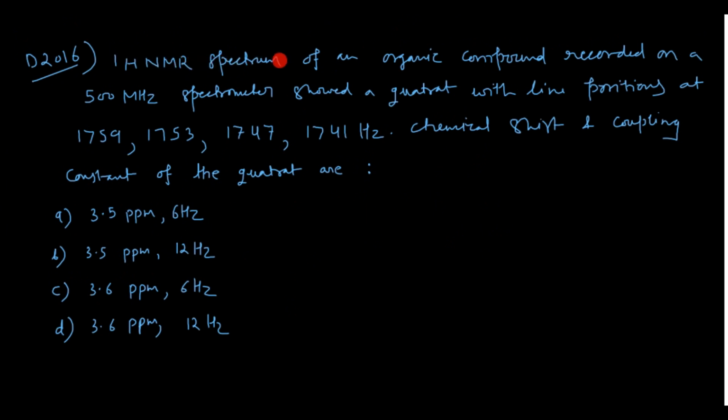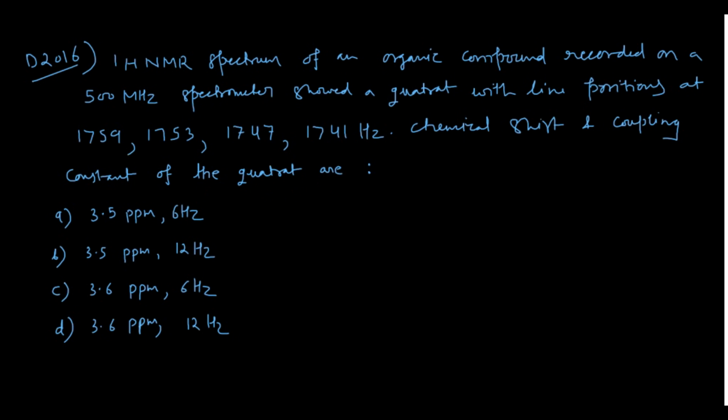What it says is that the proton NMR spectrum of an organic compound recorded on a 500 MHz machine showed a quartet with the line positions at these values. The chemical shift and coupling constant of the quartet are asked. So you have to calculate the chemical shift, and you have to calculate the coupling constant. So how can you solve this problem? Again, it's a very basic problem, right?